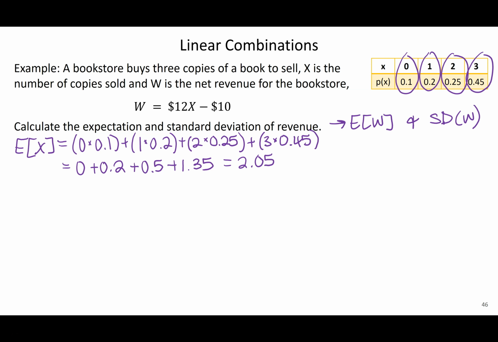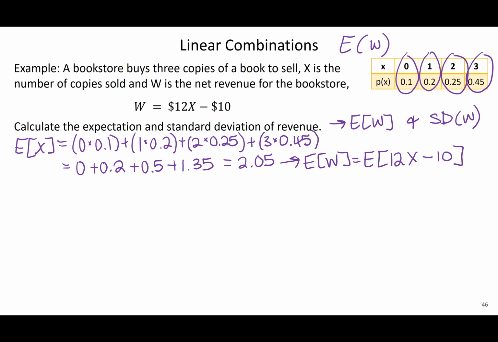So just a note, I found the expected value of x. It's not the same as the expected value of w. So my expected value of w is going to be the expected value of 12x minus 10. Just note that I tend to use square parentheses for expected values. It's totally fine if you did rounded. It doesn't make much of a difference. It's more of a habit. Totally depends on who your professors are.